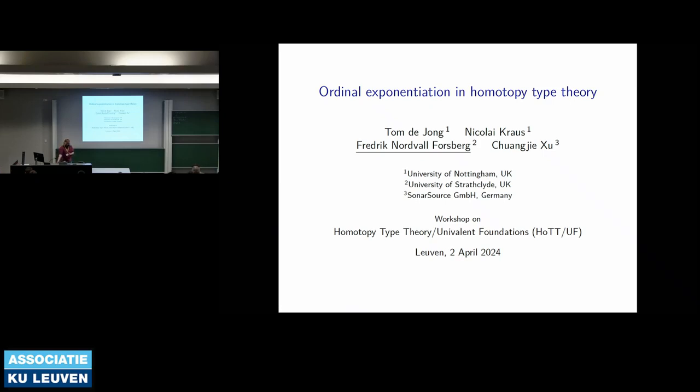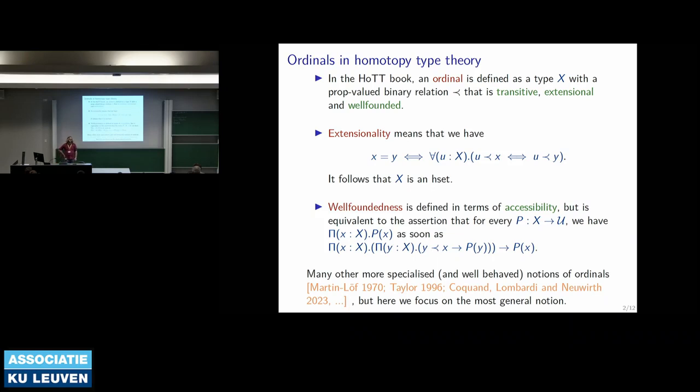Looking forward to this. So let me start by reminding you what I mean by ordinals, and then we'll get on to the exponentiation. I'm going to be using the definition of an ordinal that you can find in the HoTT book, where an ordinal is defined to be a type together with an order relation, which is transitive, extensional, and well-founded. Transitive, you hopefully know what it means. Extensional is the axiom of extensionality from set theory, but we have replaced membership with the order relation. So we're saying that two ordinals are equal if and only if they have exactly the same predecessors. So U is a predecessor of X if and only if U is a predecessor of Y. This gives us a way to show that ordinals are equal.